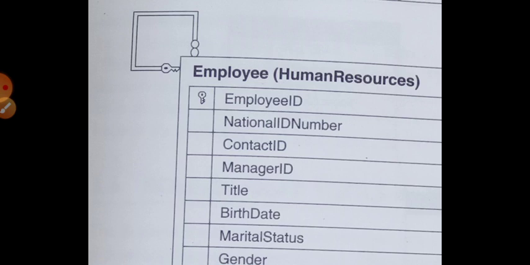Students, this is a table which is very clearly sent with the PDF file. Here we are going to study the employee table, which will have employee ID, national ID number, contact ID, manager ID, title ID, birth date, marital status, like this. Here employee ID, which is shown as a key, is the primary key. So all this correct figure is sent with the PDF file. Please note from that.